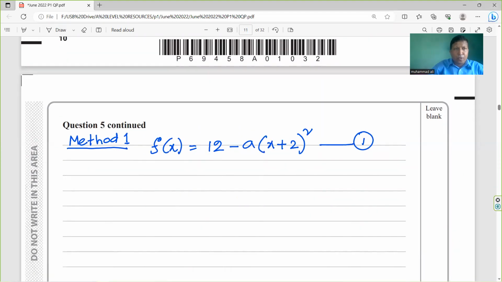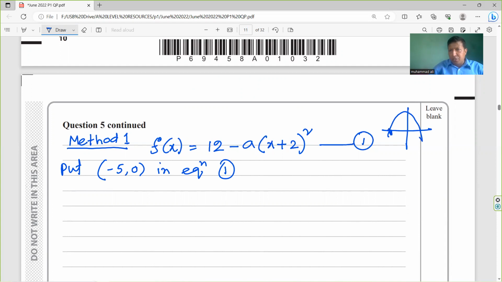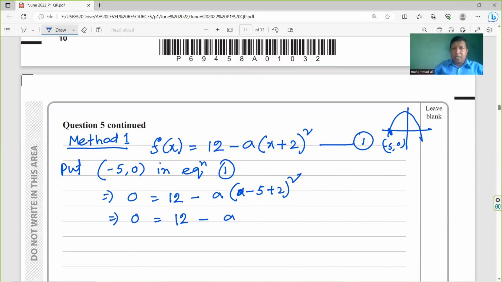This curve passes through (-5, 0), so we can put it in equation 1. Here the y value is 0, that means 0 equals 12 minus a into x, and instead of x we write here (-5 plus 2) whole square. So it will be 0 equals 12 minus a into (-3) whole square, which equals 9.